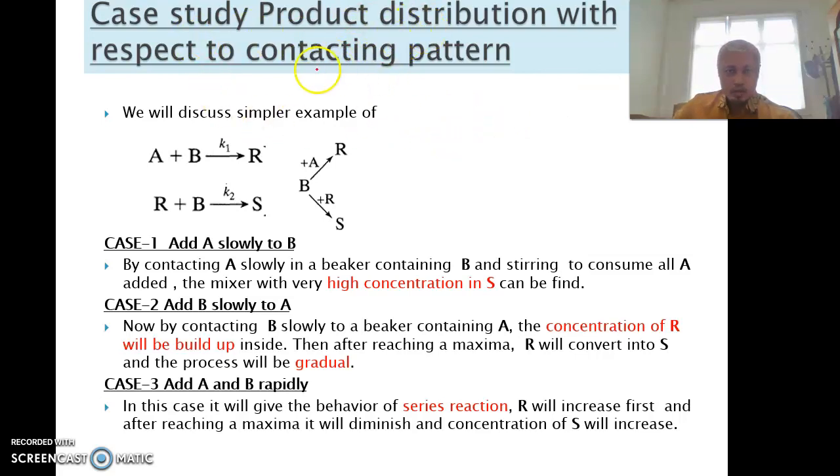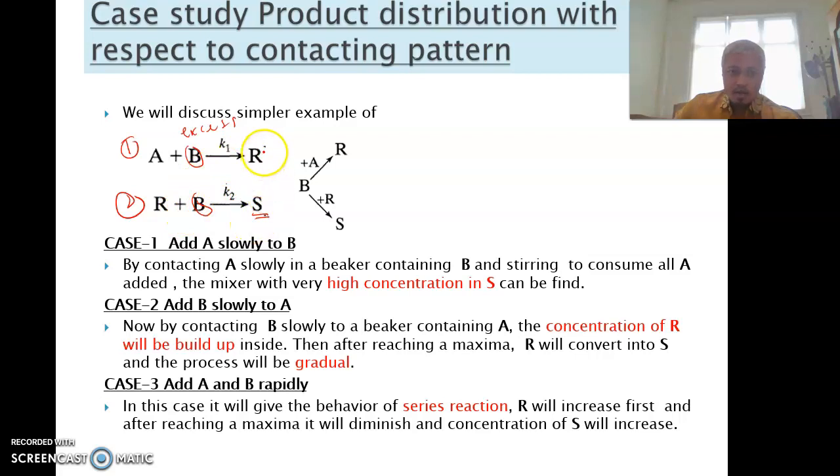Next, based on the contacting pattern that we have learned, this is one case study to show the product distribution with respect to contacting pattern, where we have two reactions here. First reaction, second reaction. If you realize, A reacts with B to produce R, with K1 as the constant, and then R is the intermediate product which will react back with B. So in other words, we can say that B is in excess, because we have more B than A. That's why B can react with R back, and then it will give another product.